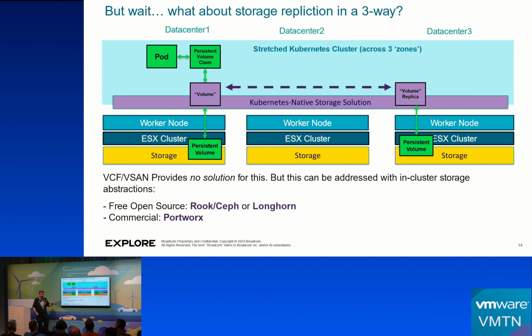So wait a minute, what about storage? Because if we're doing a vSphere stretch cluster, we also have active-active storage replication, right? That's the only way to do vSphere stretch cluster. So what about the 3-way? What happens to our storage there? Unfortunately, there's nothing in there that does that. You have to bring your own solution, and there aren't that many. There are some open source projects, and then Portworx is very good, and the Pure guys are over there, if you want to talk to them. They can solve for this really nicely, but it's not cheap.